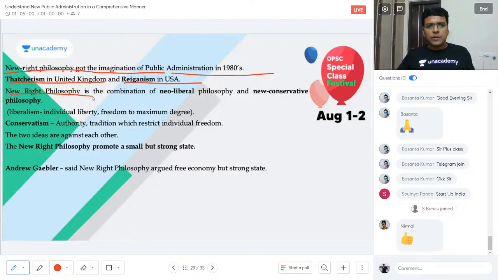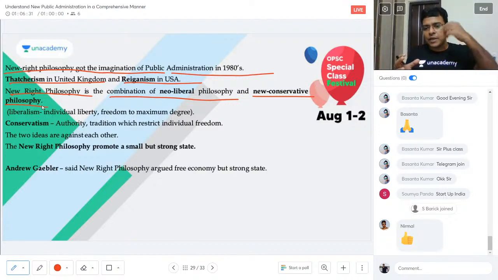The new right philosophy is a combination of new liberal philosophy and new conservative philosophy. New liberal philosophy means, just giving an example, the government gives a free hand to the private sector. New conservative philosophy means the government keeps an eye on the private sector and makes sure it does not become a blood sucking organization. They should not exploit the people.